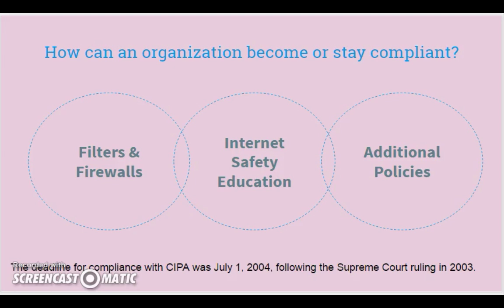There are other policies put into place to maintain CIPA compliancy. For example, under CIPA, before a child may get a library card, a parent must come to the library with the child to determine how much, if any, internet access they are allowed to use. The child's library card number provides them with this access to Wi-Fi. Additionally, people using the public library internet access must abide by the guidelines of CIPA and not use the wireless network for inappropriate use. The deadline for compliance with CIPA was July 1st, 2004, following the Supreme Court ruling in 2003.